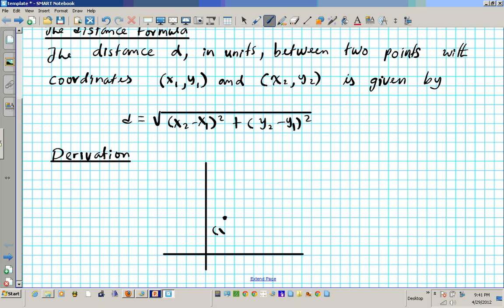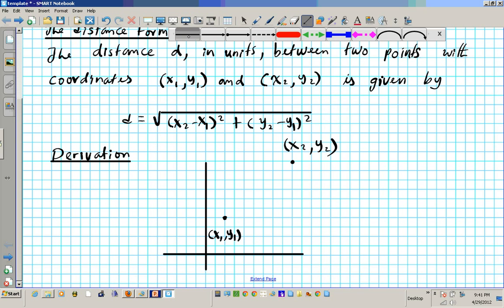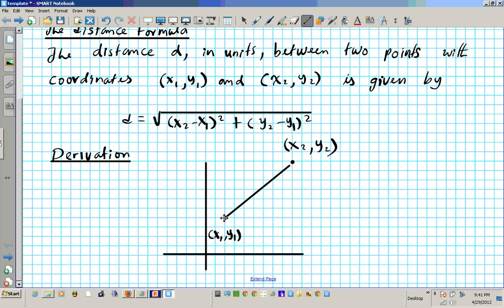We're going to call it x1, y1. Let me make it a little bit bigger. So this point right here is x1, y1. And then let's pick another point somewhere here, and this point is going to be x2, y2. All right, so how do we compute the distance between these 2 points? Let's call this distance between these 2 points d. Can we develop a formula to compute what this length is?